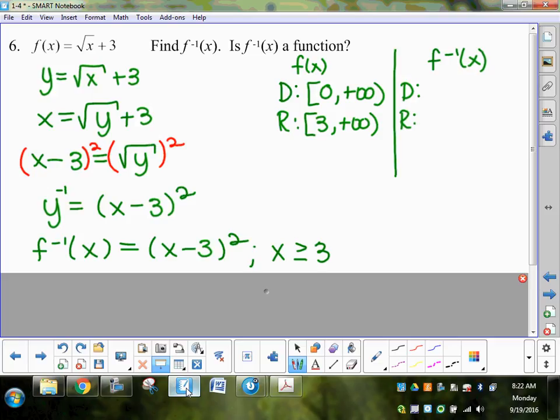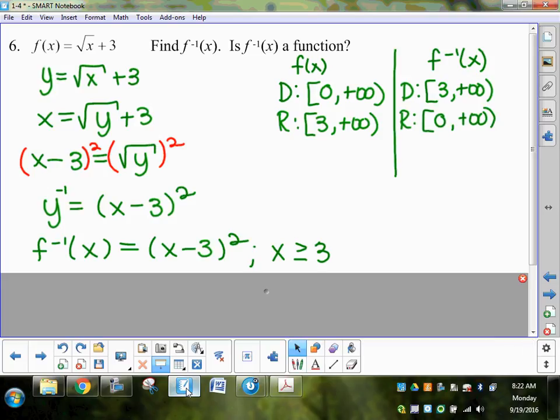Without looking at the graph, what's the domain of the inverse going to be? No? What's the range on the inverse going to be? Go ahead. 0. How did you get that? There you go. The domain of the inverse is the range of the original and vice versa.